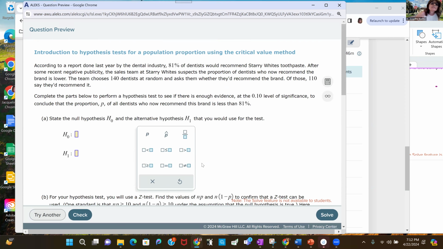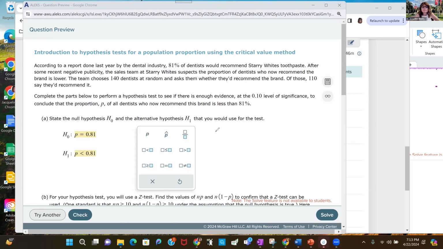All right. According to a report done last year by the dental industry, 81% of dentists would recommend Starry White's toothpaste. After some recent negative publicity, the sales team suspects the proportion is lower. Okay, so you're going to do a test to see whether or not you can conclude that proportion is less than 81%. So the null is that it equals 81%, and the alternative is that it's less than 81%.